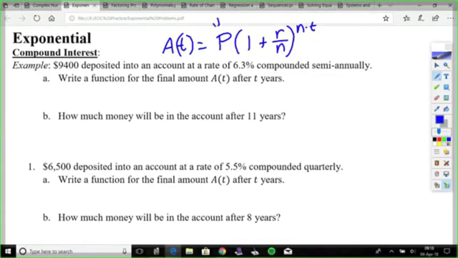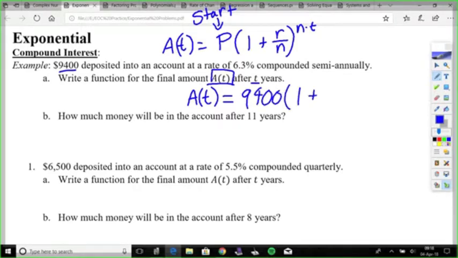Now remember, P is our starting amount, and we're starting with $9,400. So if I'm writing a function A of t, now keep in mind it's not y equals, it's A of t equals. You have to pay attention to what the question's asking you to do, and you want to write it in this format. So we're writing A of t, and our variable that we're using is t, not x. Our principal is $9,400, so 9400. All right, 1 plus r.